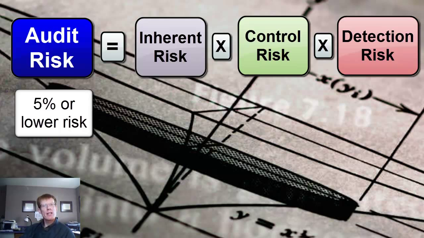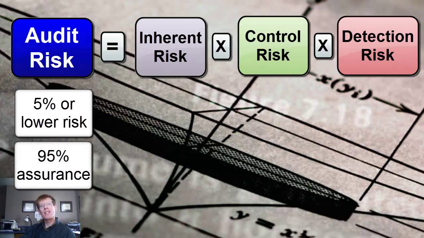Audit assurance is the complement of audit risk. That is 1 minus audit risk. It's another way of describing the other side of the same coin. So if our audit risk is 5%, our audit assurance is therefore 95%. Thus, an auditor can say that they are 95% confident that they've issued the right audit opinion.